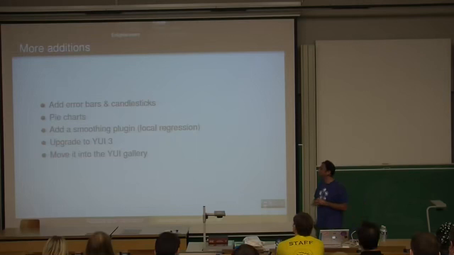Finally, upgrade to YUI 3, and once I do that, move it into the YUI gallery, which means Flot would directly be available through Yahoo CDN, so you can access it from there without having to host it on your own server, which will be one less HTTP request, one less DNS lookup.